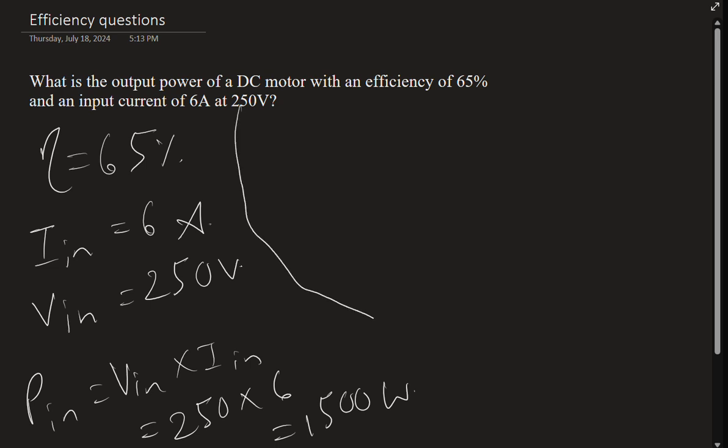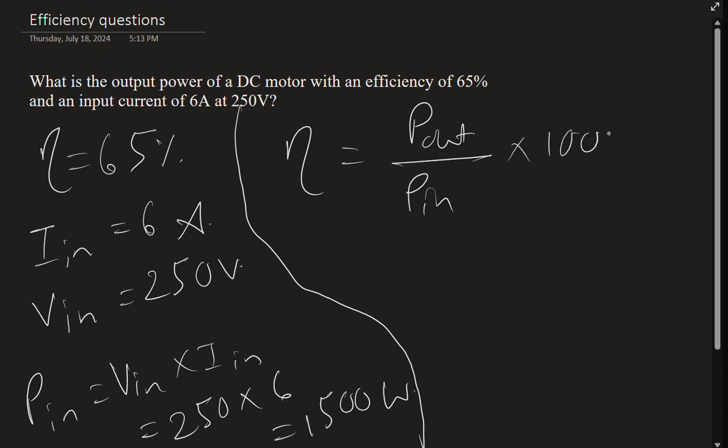Now let's bring out the efficiency formula. Efficiency is equal to P out over P in times 100%. Now if we remove the percentage from 65% and use the ratio, that will be 0.65, then we don't have to use the percentage here. It'll be much easier for our calculation. So we'll use ratios. The efficiency is 0.65. 65% is 0.65.